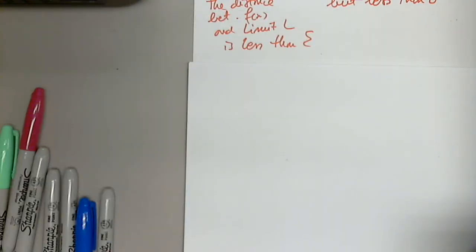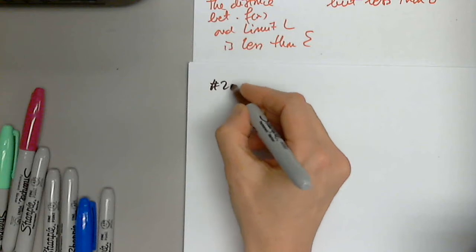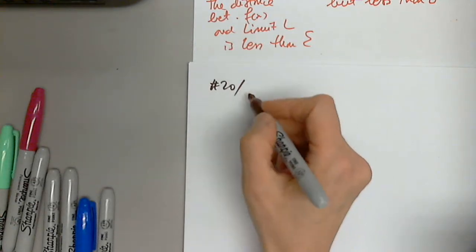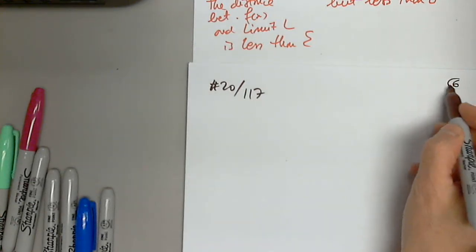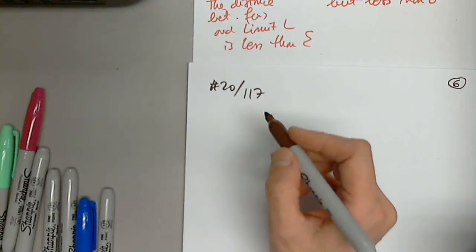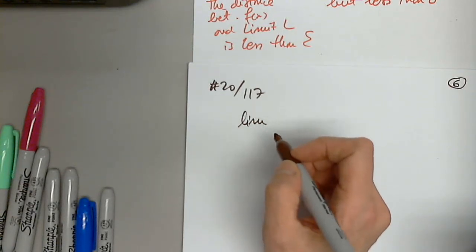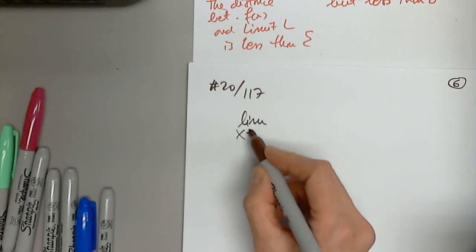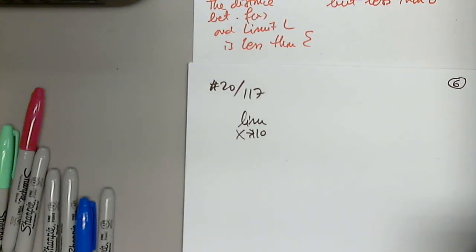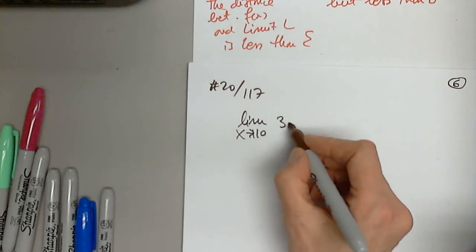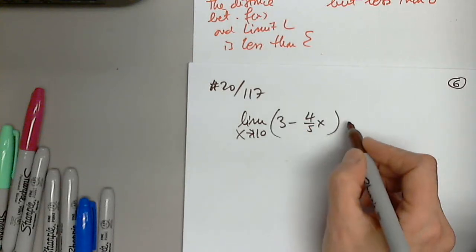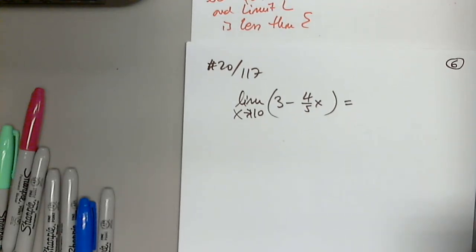Okay, so let's look at problem 20. Yes, it's a lot of words, but you're going to see it's very straightforward, I think. Okay, 20. The limit as x approaches 10 from either side of 3 minus 4/5 x equals, and we don't need them to tell us what it equals to.